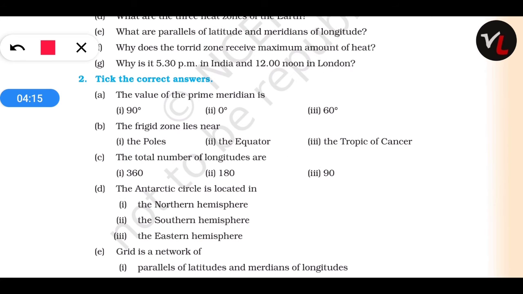Take the correct answer. The value of the prime meridian is 0 degree. The frigid zone lies near the poles. Next one is, the total number of longitudes is 360. The next one is, the Antarctic Circle is located in the southern hemisphere.